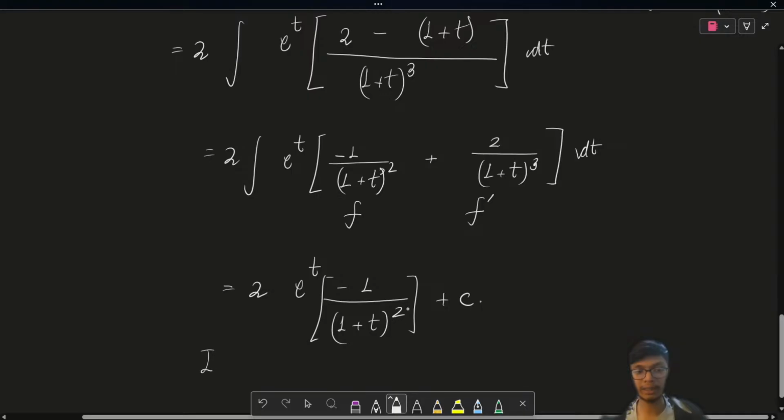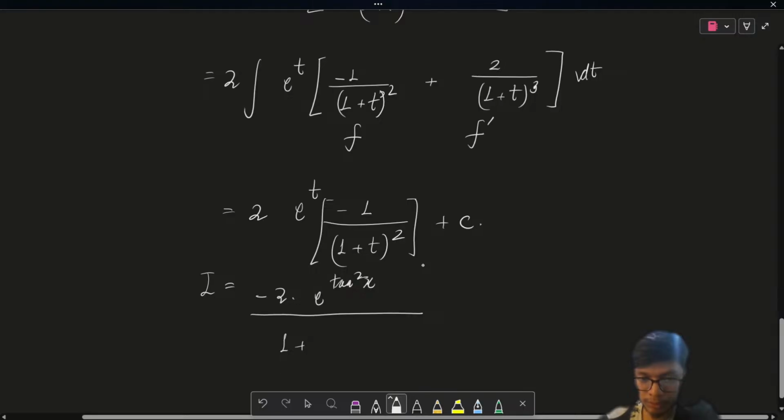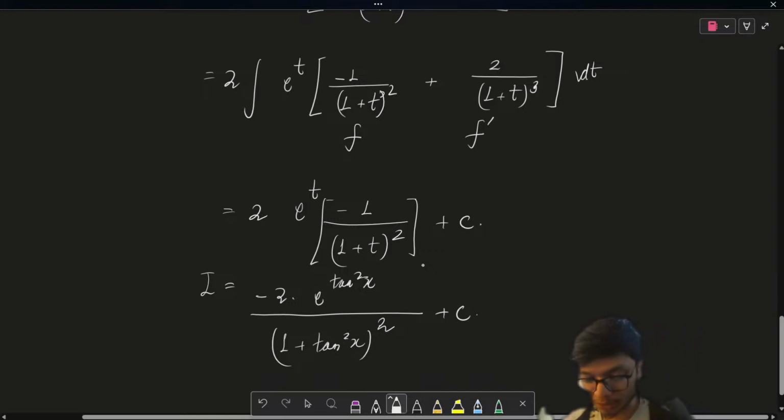And therefore our ultimate job in substitution is to substitute back in terms of x, and therefore the solution is going to be 2 times e to the power tan square x, and there's a minus, don't forget it, divided by (1 plus tan square x) whole square, plus some constant c. I hope this is clear to all of you.